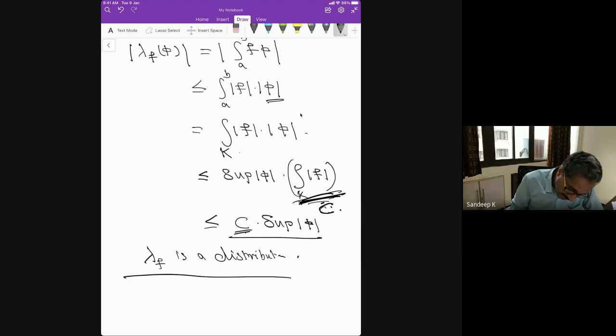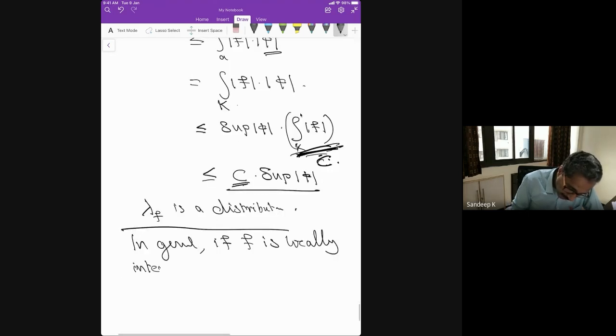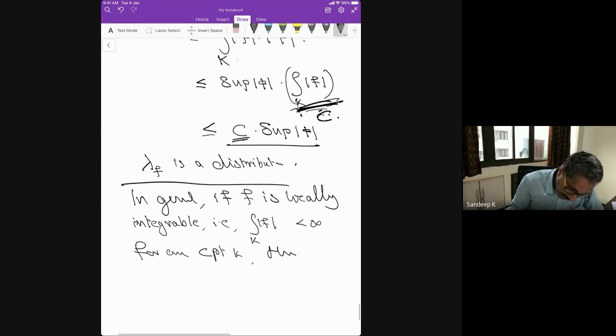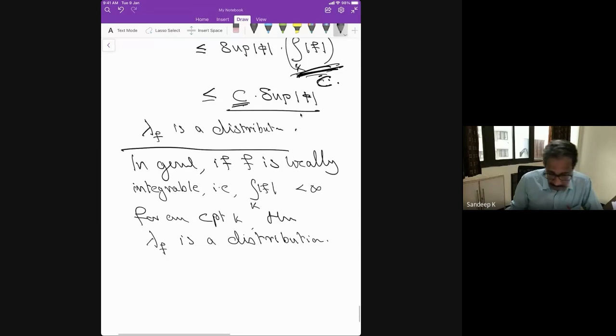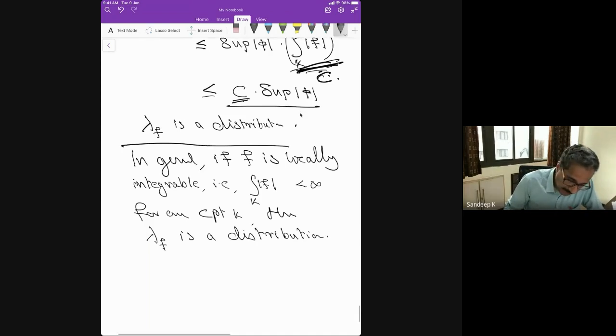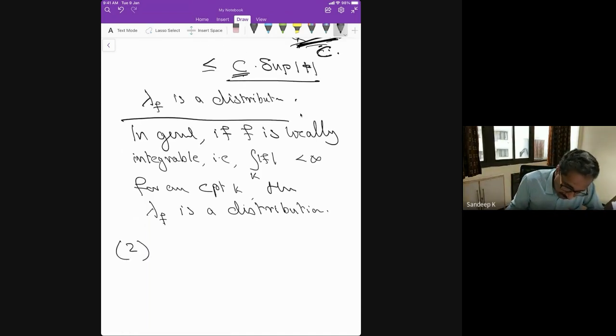So you can say that in general, if f is locally integrable, that is, the integral over K of mod f is finite for any compact set K, then lambda f is a distribution. So even functions which are not continuous and are just integrable, for example discontinuous functions which are integrable, they all can be seen as some kind of distribution. So you could extend. This is one example, and I will give you another second example, what is known as the Dirac distribution.